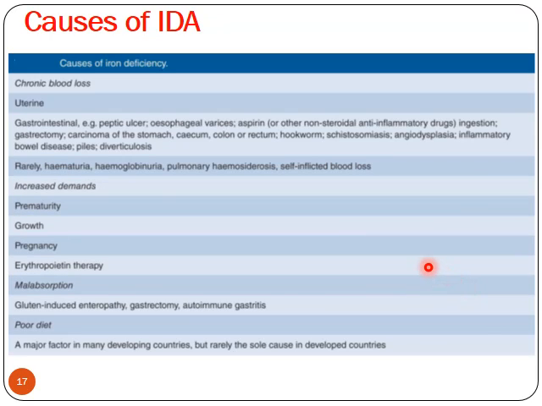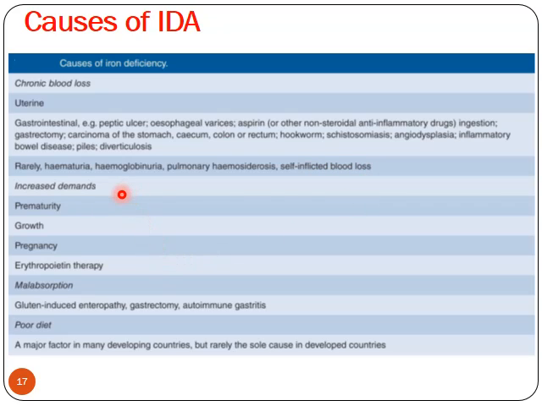What might be the causes for the iron deficiency anemia? The first of all is the chronic blood loss, mainly due to uterine causes for abnormal menstruation. Secondary is the gastrointestinal bleeding, through peptic ulcers, esophageal varices, use of non-steroidal anti-inflammatory drugs, gastrectomy, having a malignancy in the stomach or the cecum or the colon or the rectum, having a hookworm, bilharziasis, angiodysplasia, or inflammatory bowel disease. All of these lead to chronic blood loss. Rarely hematuria and hemoglobinuria, pulmonary hemosiderosis, and self-inflicted blood loss might cause iron deficiency anemia.